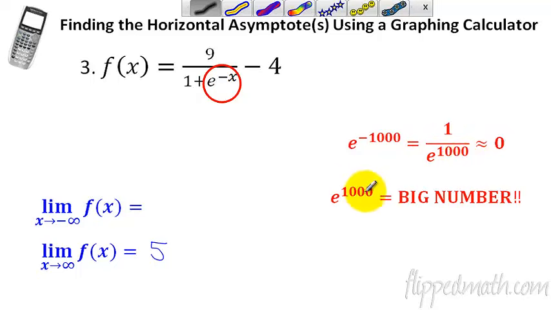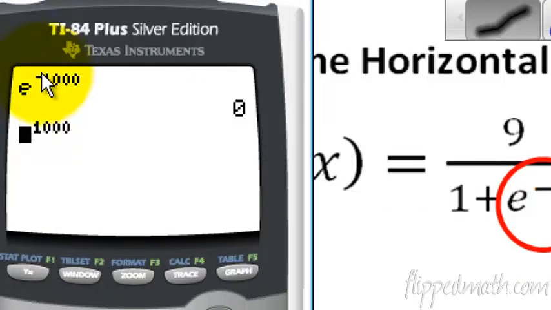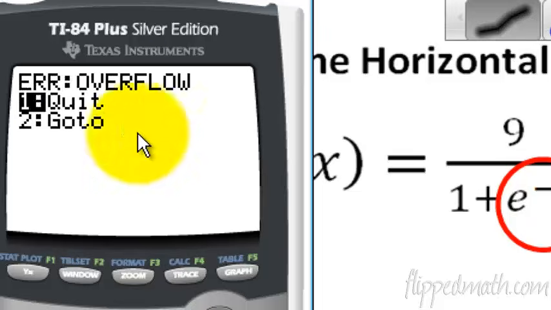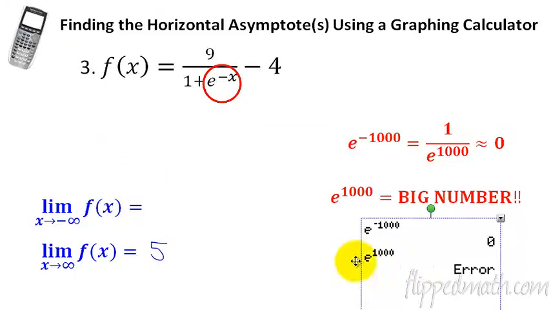If we do e to the 1,000 and try to type that in a calculator, you're going to get a really, really big number. Let me show you this. Come back here. So e to the negative 1,000, boom, calculator says it's 0. But if I do e to the 1,000 and hit enter, oh, overflow. There's an error. There's an overflow, meaning it's just way too big. It can't handle that big of a number.